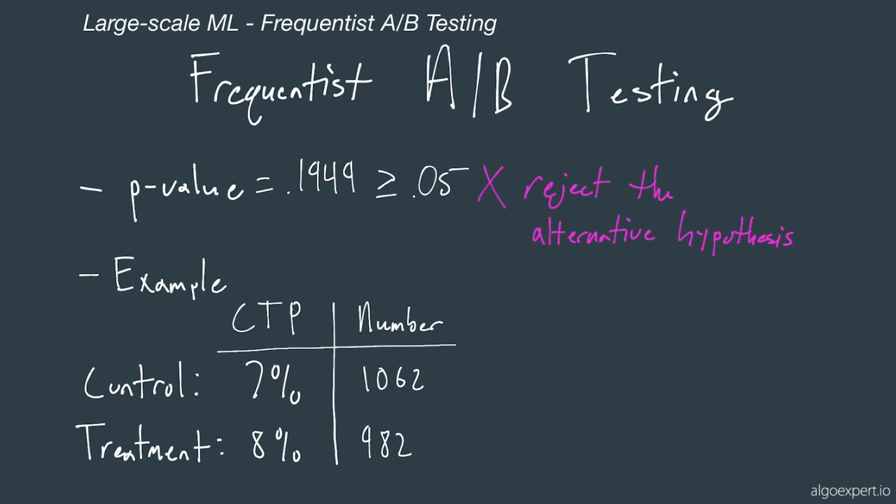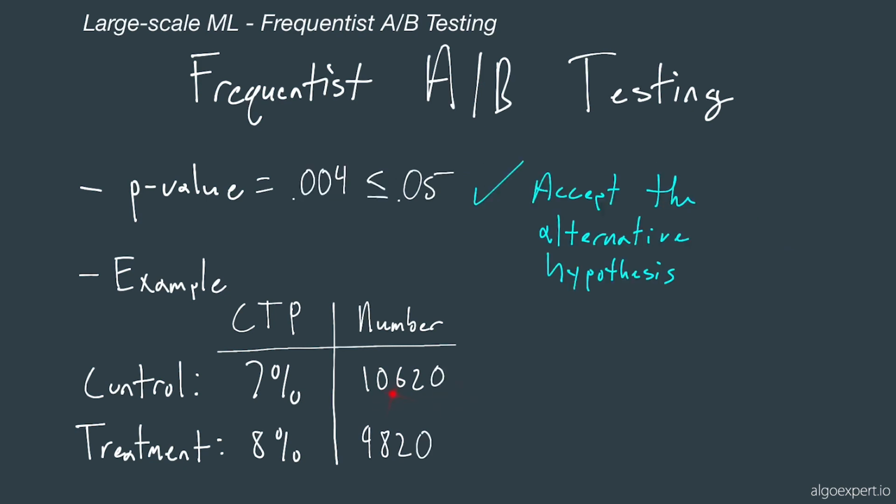Now, if we instead had 10 times the number of participants in the experiment, we'd see that our p-value would be 0.004, which is less than 0.05, which means we could reject the null hypothesis and accept the alternative hypothesis. What this means is that there is a statistically significant difference between the two groups.